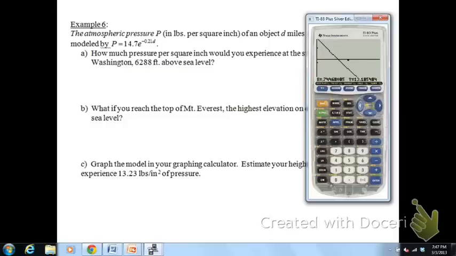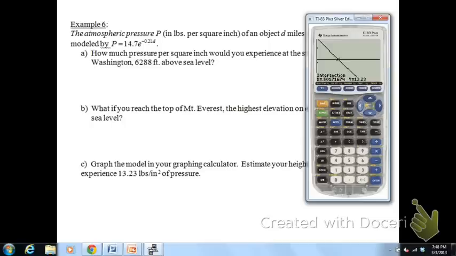Now if you recall from the last time we did this, in the last chapter, we hit second trace to bring up the calculate menu, and we want to find the intersection, 5. If I do that, I'm going to hit enter 3 times, one for the first curve, then it'll ask you for the second curve, hit enter, and then your guess, just hit enter again, and there you have the x coordinate, 0.5, that gives you the y value, 13.23.